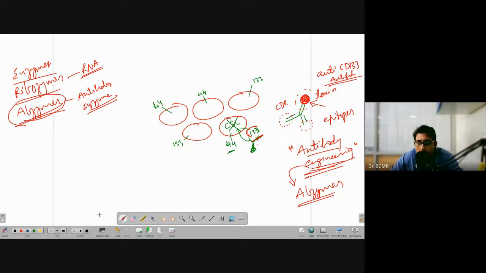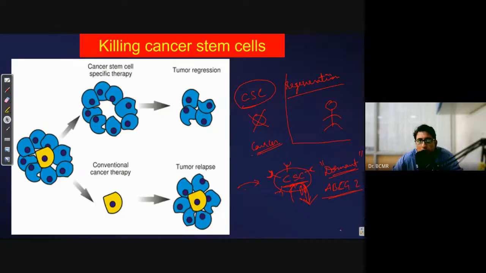Why we are targeting cancer stem cells is simple and straightforward. In conventional therapy we are killing all the other cells but not the cancer stem cells, so tumor relapse occurs. Whereas if we can specifically target the cancer stem cells and kill them, the rest of the cells would die out by wear and tear. Okay. So the goal is therefore how to target cancer stem cells.